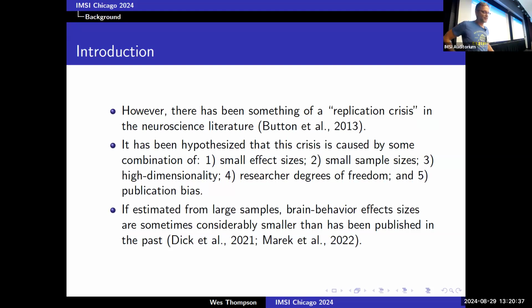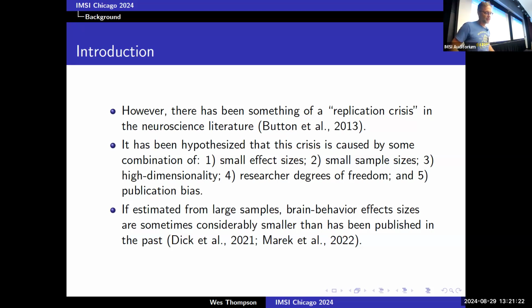I don't know if you all agree that there's been a replication crisis in the neuroscience literature, but there's at least been issues with replication. And it's been hypothesized that this crisis is some combination of small effect sizes, small sample sizes, high dimensionality, researcher degrees of freedom, and publication bias. If you're working with scientists where it's publish or perish, and you have these small data sets with a huge number of features, which have a lot of variability in the effect size estimates, that's almost like a perfect storm of factors and moral hazards to find things that aren't necessarily there, or at least exaggerated.